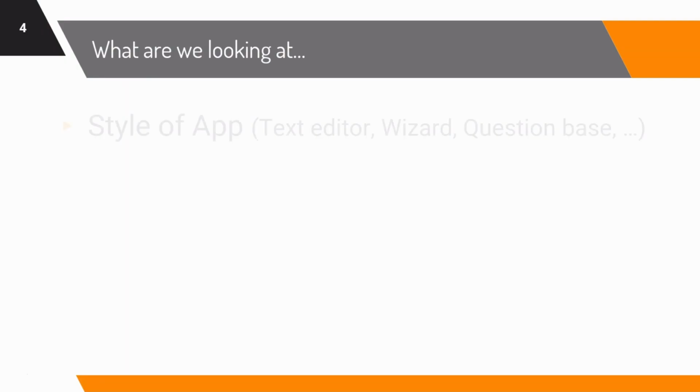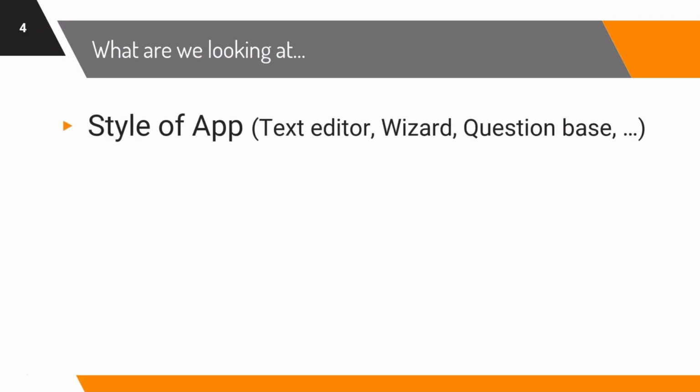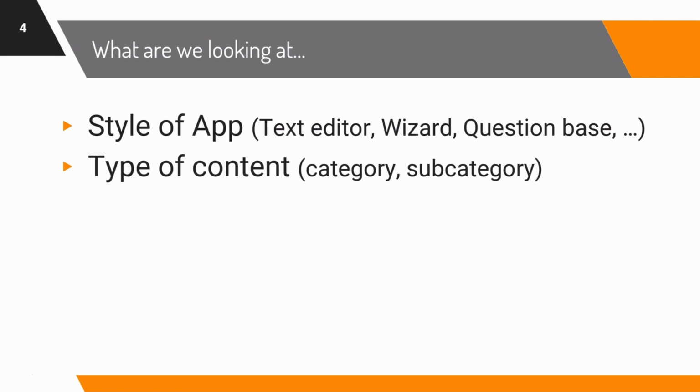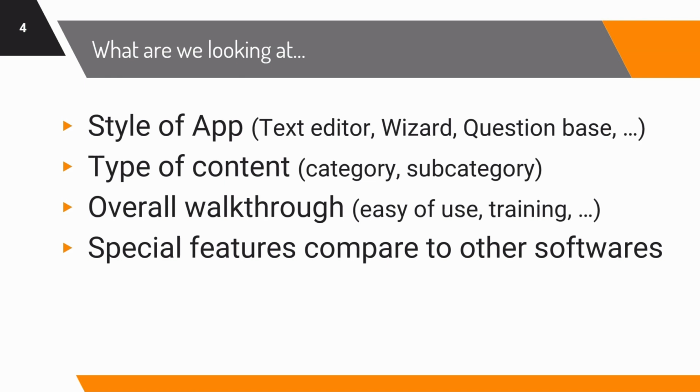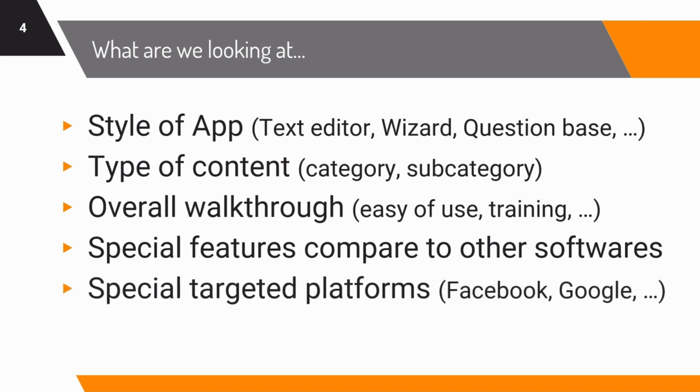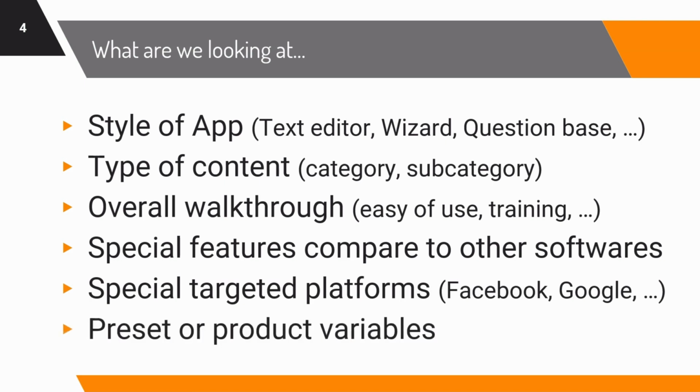So what we are looking at, we will look at the style of the app. Each app has its own style, could be more akin to a text editor, or wizard, or question based. So we will look at this. The type of content, category, subcategory that are given to us, with the number of content. Overall walkthrough, so easy to use, training, that kind of stuff that we have in this software. Special features that other software don't have. Special targeted platforms that they may have, Facebook, Google, Instagram. And also if they have preset product variables, which is a nice feature if you're writing copy for multiple software.